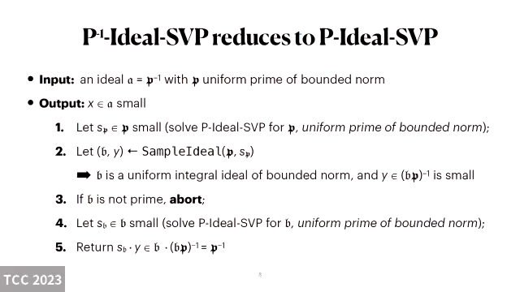We want a sample ideal algorithm that on input an ideal P and a small element in it will return a pair (B, Y), where B is simply a uniform integral ideal of bounded norm, really just a random ideal independent of the input. And now Y is going to be a small element in BP inverse. So it sounds easy to generate uniform random ideals. It doesn't sound so easy to first generate the random ideal and then find a small element in that other ideal. And that's not how you're going to do it.